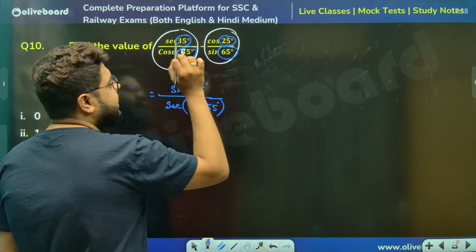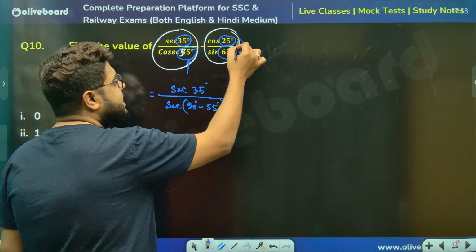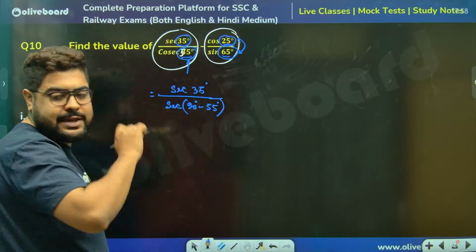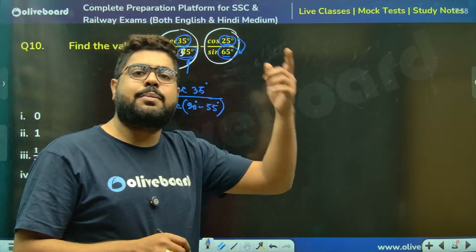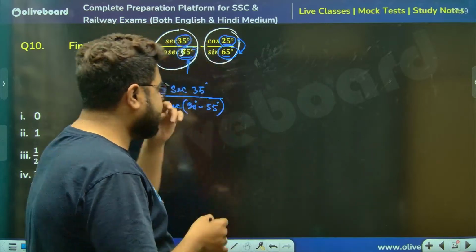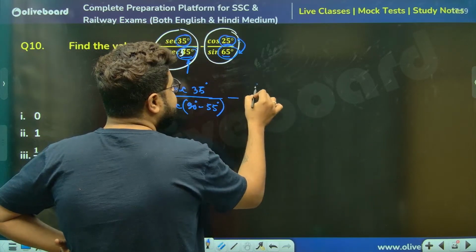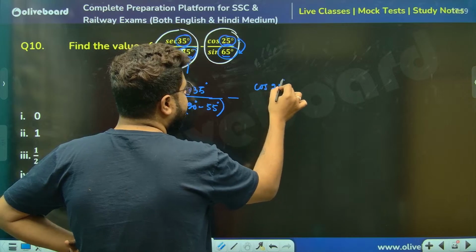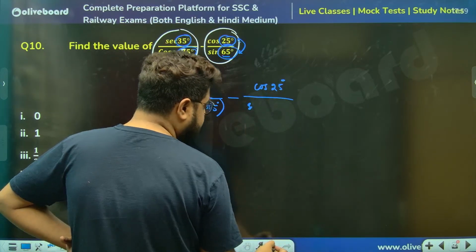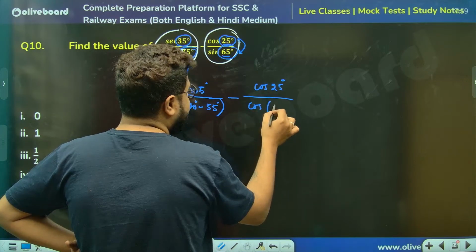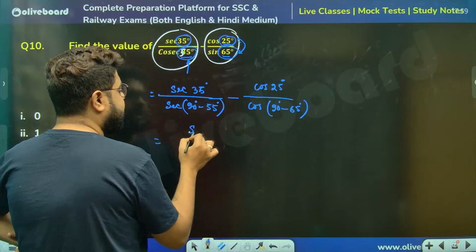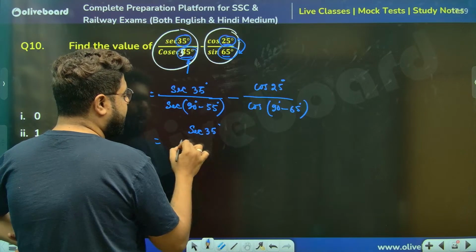Remember, why am I thinking like this? Because whenever I'm seeing this, 65 plus 25 total is 90. 55 plus 35 total is 90. That is why I'm thinking about complementary angles. Minus, again, I'm keeping this 25. You can do the opposite as well. That also works. Sine I'm writing as cos 90 minus 65, sir. So if you do this, you will get sec 35 by, sir.